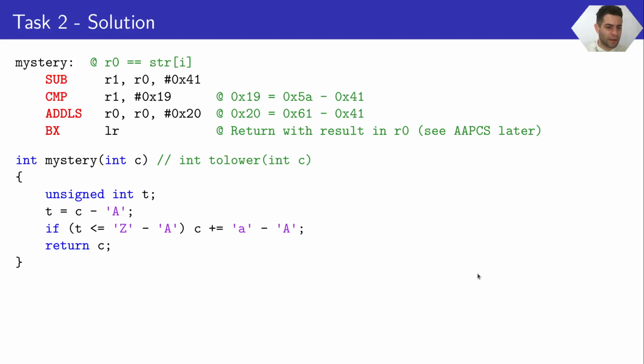this case what we're going to do is subtract the value of the uppercase A from our input character. We are storing this value and we are checking if this value is within this range. It means that this character is uppercase. If it is uppercase, we are going to add the delta from lowercase a to uppercase A.